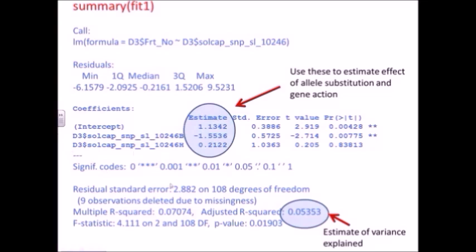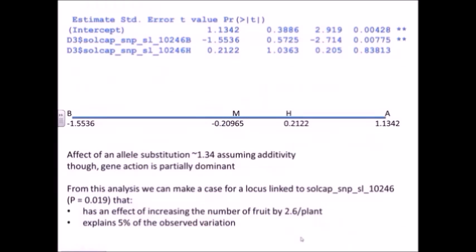I tend to use the adjusted R², so it's adjusted for population size. It's going to be more conservative, right? You could say 7% if you wanted to inflate it, but really I think this is better. About 5% of the variation is explained by this marker QTL linkage. Now let's take a look at these estimates. So this is how we can look at it.